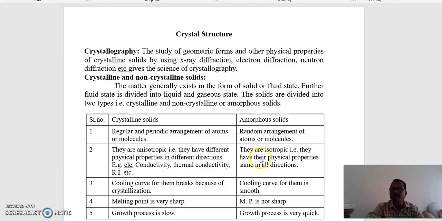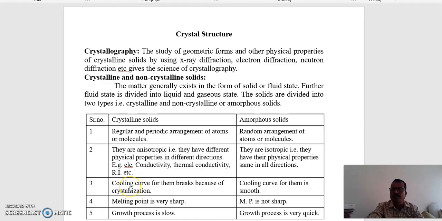Amorphous solids are isotropic. What is meant by isotropic? Isotropic means having the same physical properties in all directions. Amorphous solids are isotropic, that is, they have the same properties in all directions. Crystalline solids are anisotropic, that is, they have different properties in different directions. Examples are electrical conductivity, thermal conductivity, refractive indices.